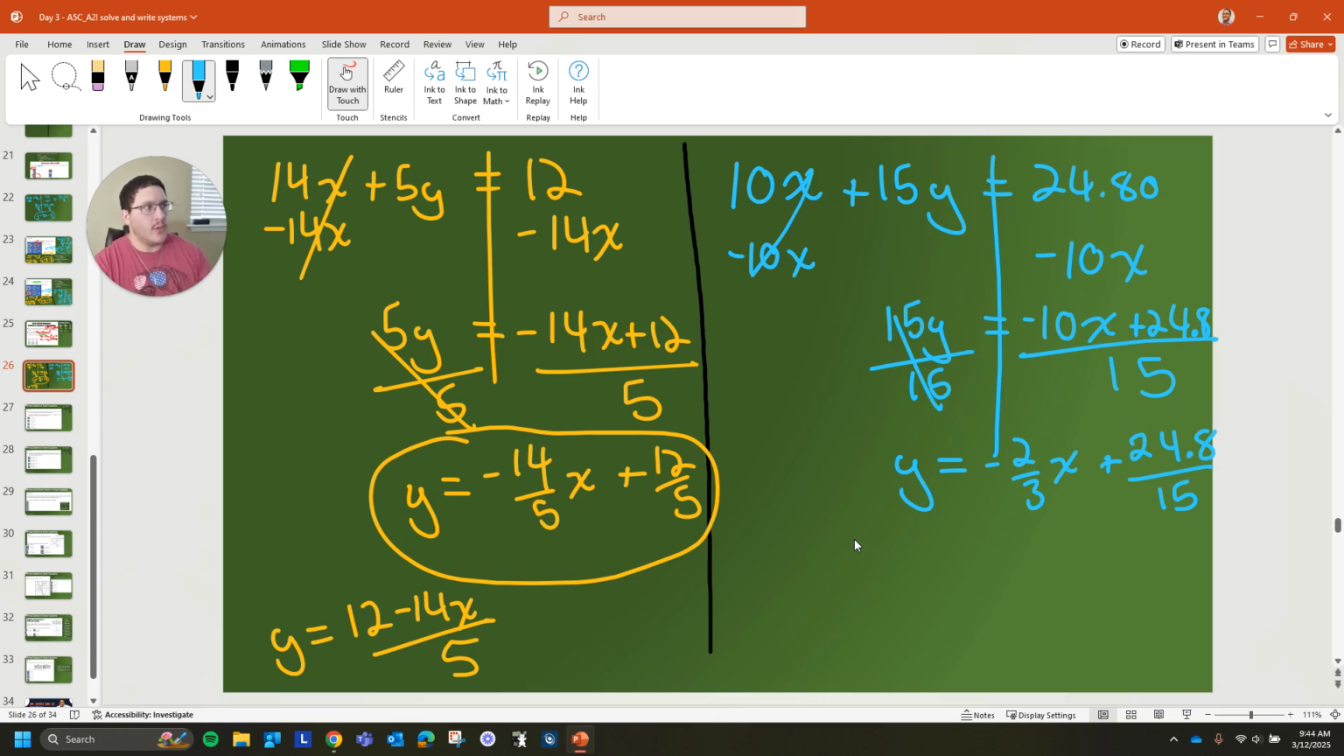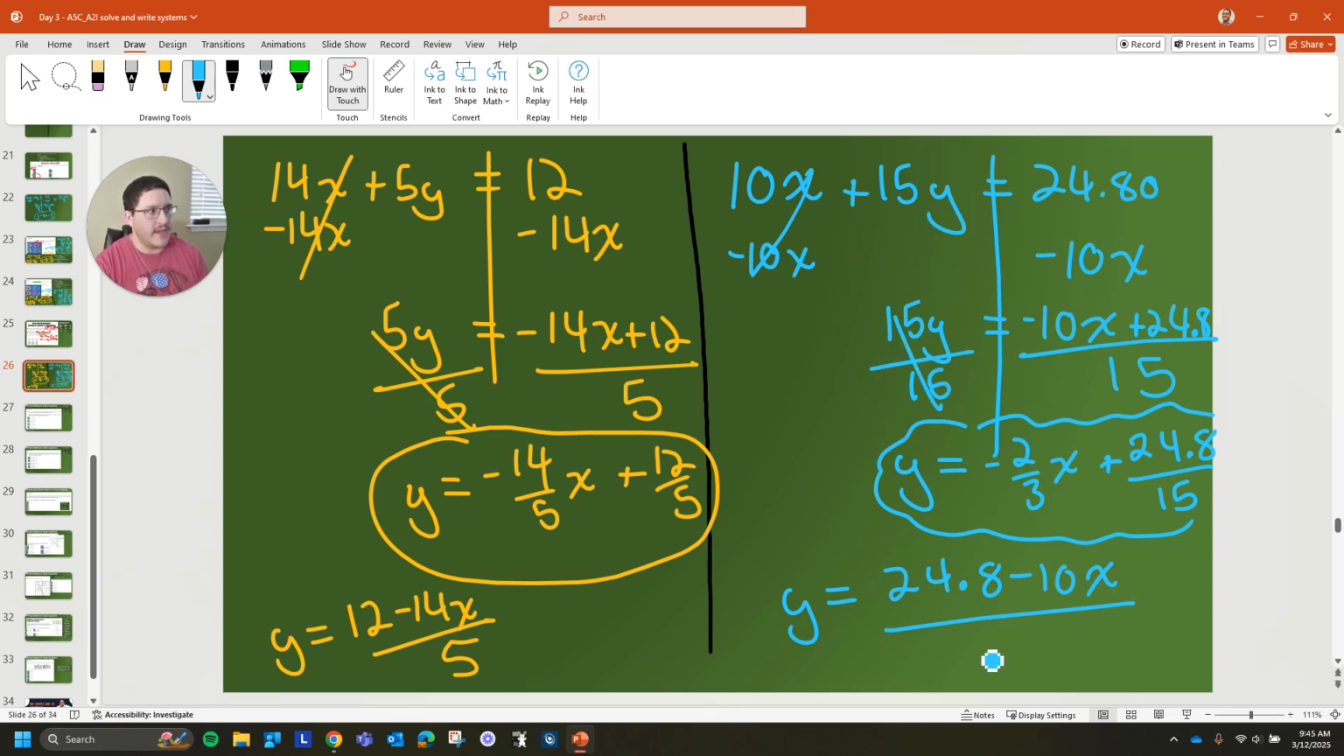Now, the other way we could have done this, to just graph it, in case y'all are doing these the other way that I've talked about, is take 24.8 minus 10x, all divided by 15, from over here. And then just graph that and then find your solution. So now we're going to take Desmos.